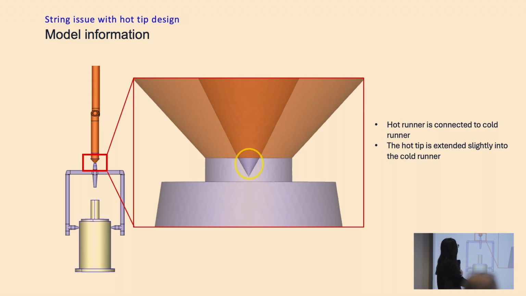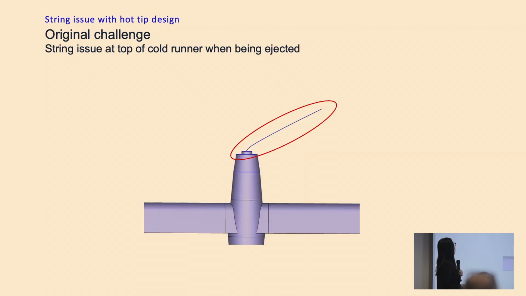But then, oops. With this model, they observe a string issue at the top of the cold runner when being ejected. I can't show a picture here, but this is a string of melt being pulled out of the cold runner after being ejected. So from our customer, they were saying that the tool department came to their CAE department. They are telling them they have this issue that has to be solved.